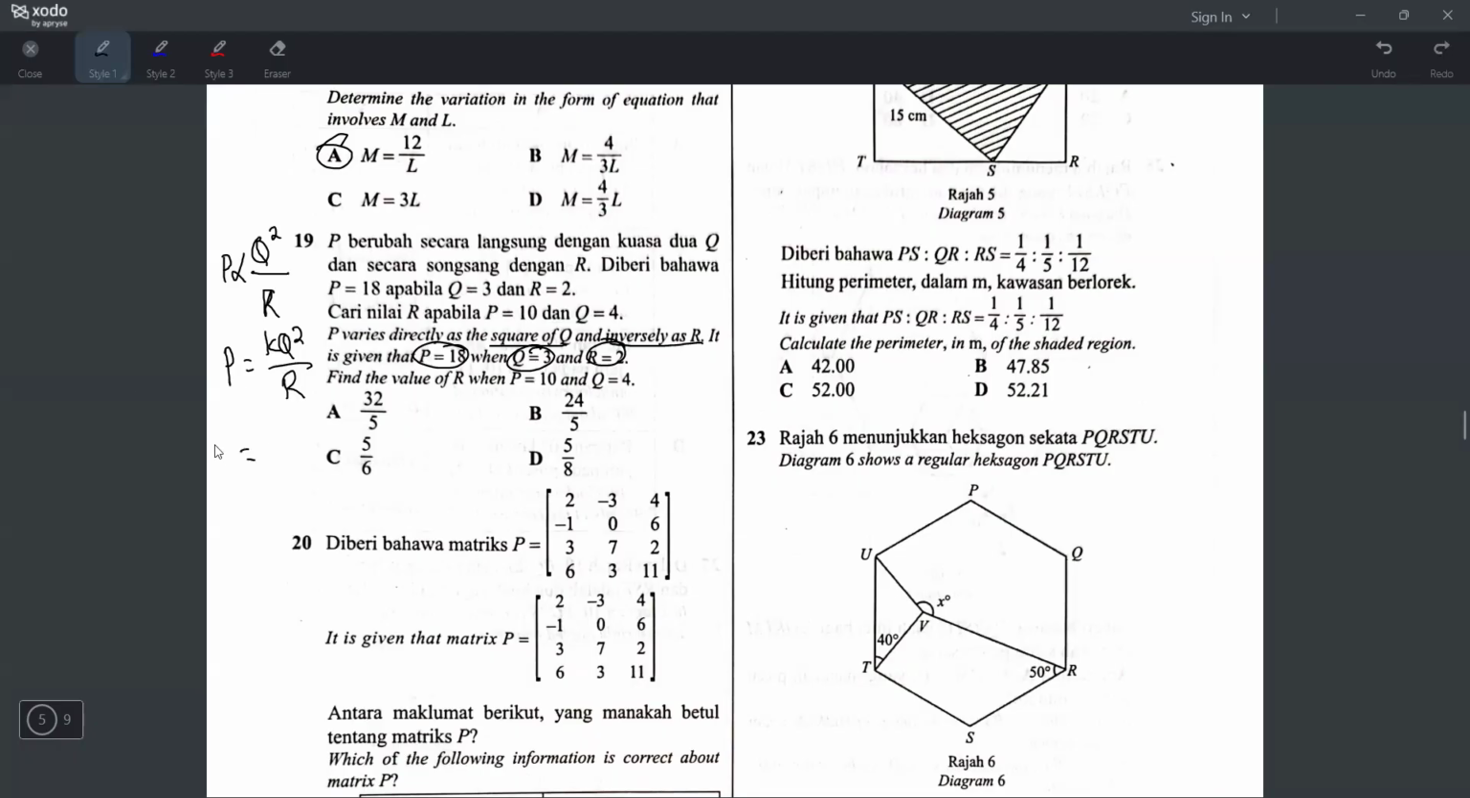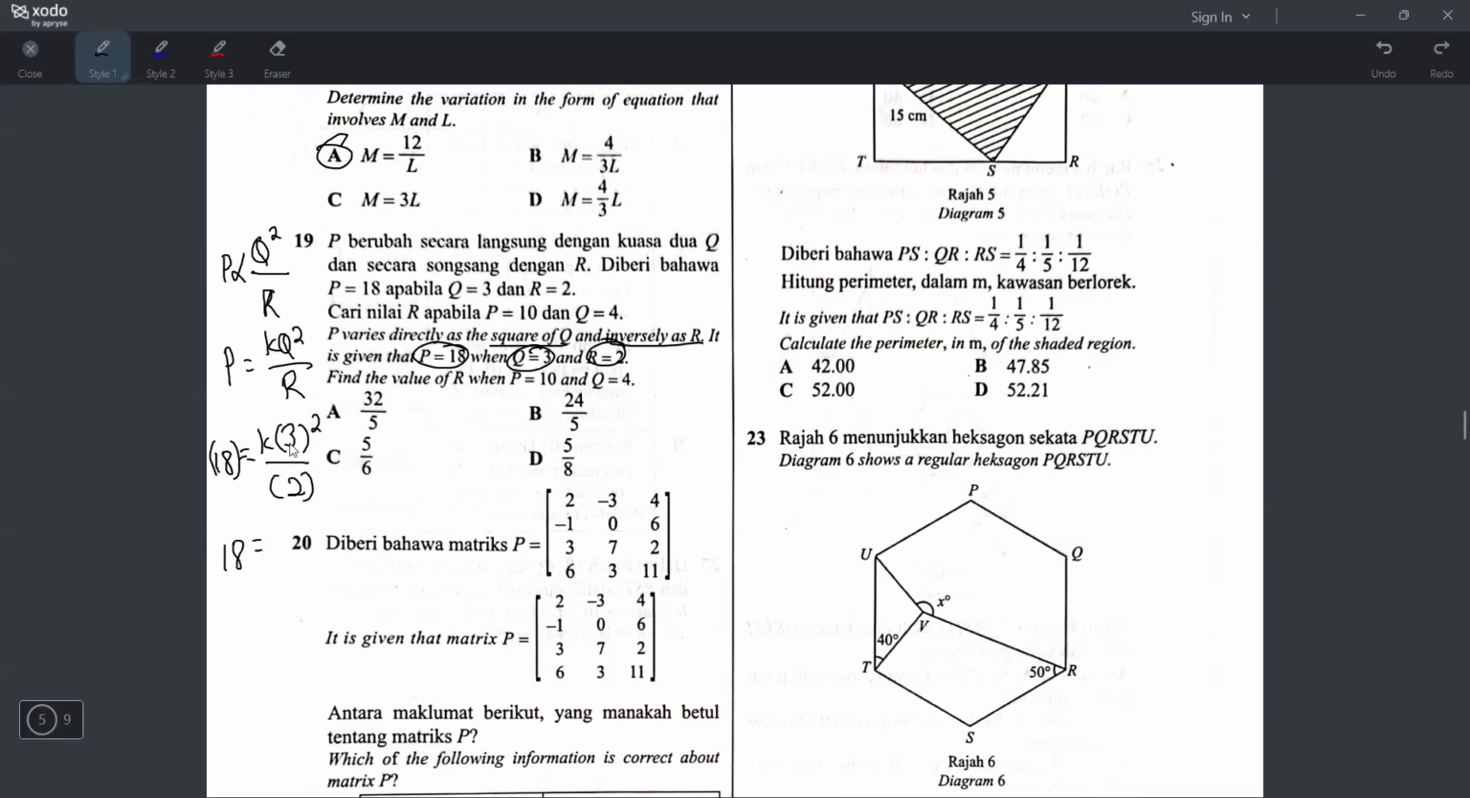And the next step is to find K. But when you find K, you must have full information. You must have P, you must have Q, you must have R. All three must be there. Okay, cannot have only two. If only two, cannot. All three must be there. That is why you cannot substitute with 10, 4. If you substitute 10, 4, how to find K? You must have full information. P, Q, R all three must be there. So this one, don't substitute yet. You substitute the full information: 18, 3, 2. So P is 18, Q is 3, R is 2. So this is the full information. So now you can find K.